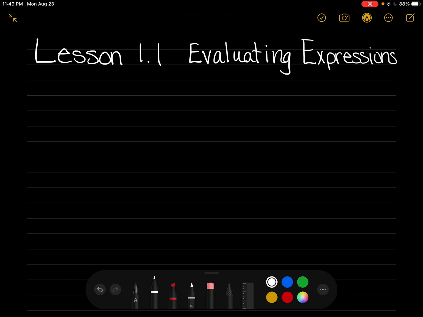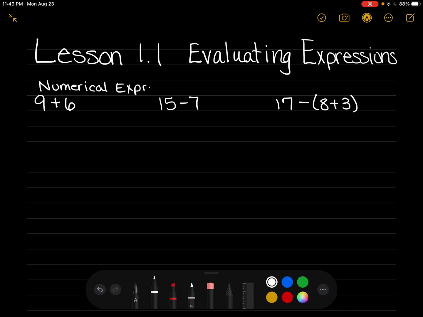Okay, so we're going to be evaluating expressions today. A numerical expression is a combination of mathematical terms that names a number. Here are some numerical expressions: 9 plus 6, 15 minus 7, and something a little bit more complicated, like 17 minus (8 plus 3). These are all numerical expressions. These are different than what an equation would be, and we'll talk more about those later. These are just numbers, right?